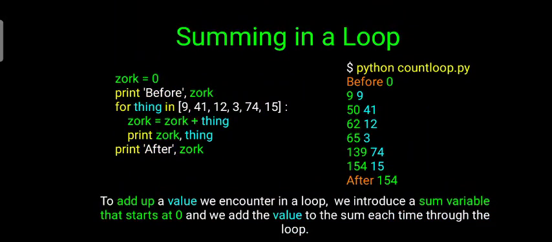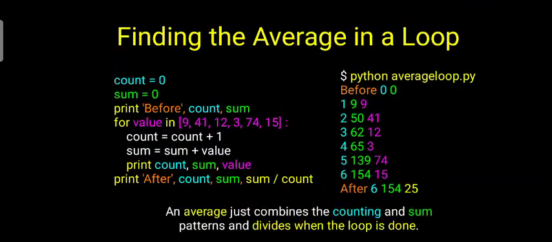Similarly, we can sum up the values of the loop. For this, we have introduced a sum variable that starts with 0. Here in this example, we use zork as 0. See in the fourth line, zork is equal to zork plus thing. Instead of increasing by 1, we add the value that is coming from the loop. The iterations help to add all the numbers, and after the execution of the loop, we get the total sum of the loop. Similarly, we can find out the average.